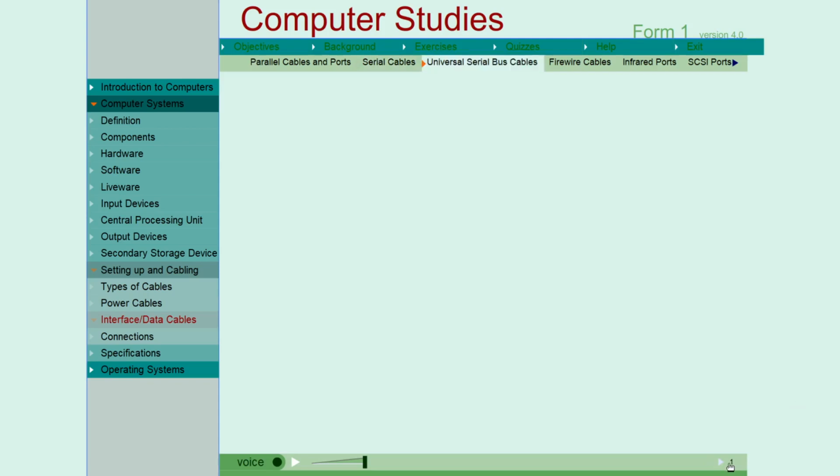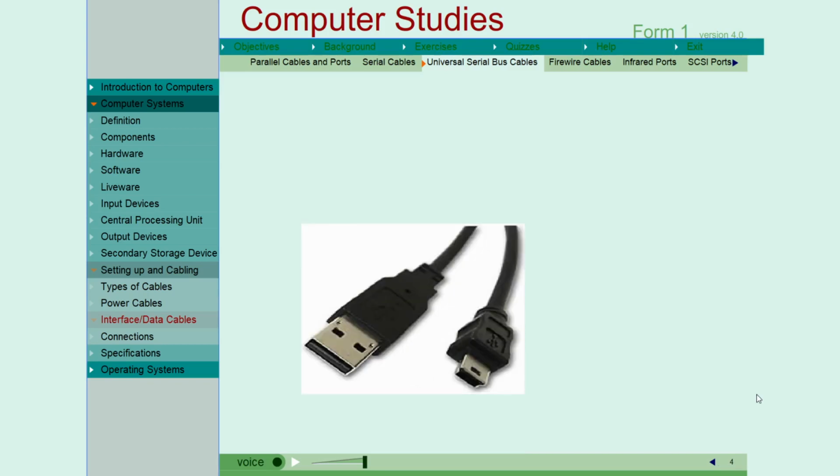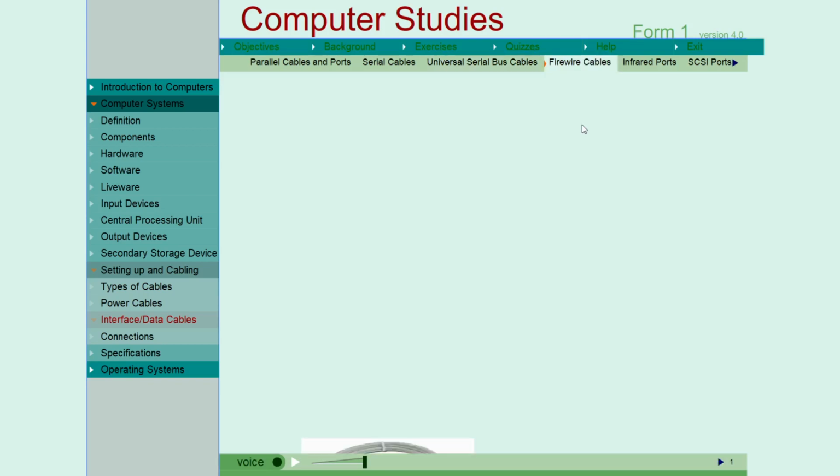USB is a multi-purpose type of port that allows one to connect up to 127 devices using only one port. Firewire is a high-speed, low-cost serial bus system designed to provide efficient transfer of data between a peripheral device and a computer.